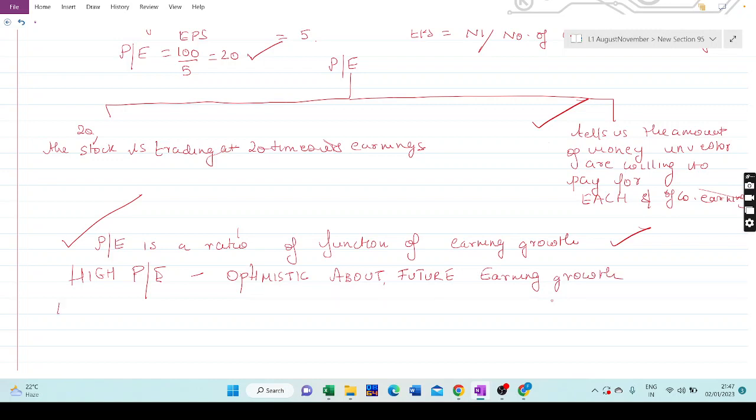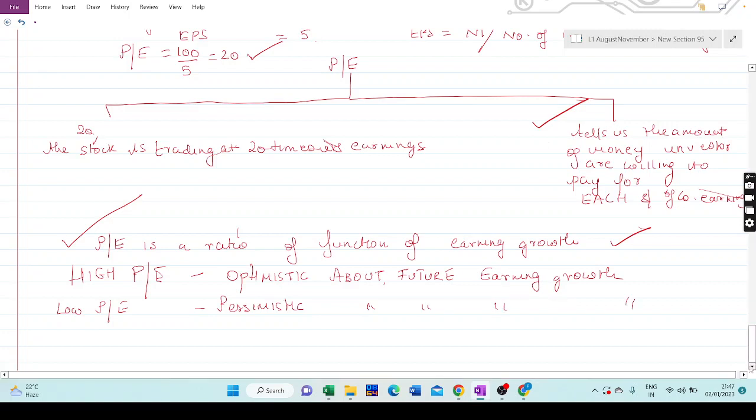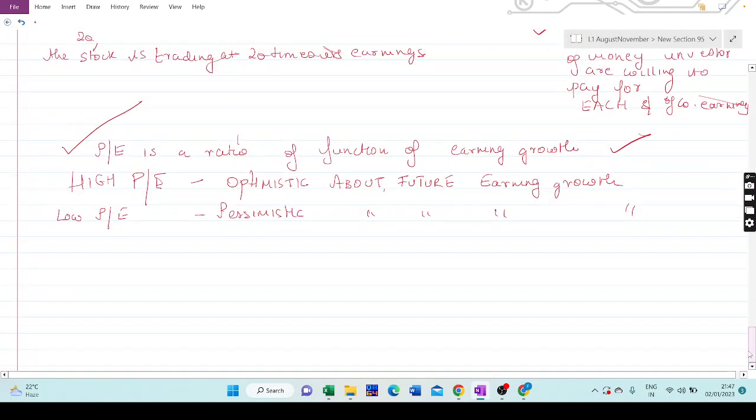And low PE basically means the market is pessimistic about future earning growth, right? Now we can also use the PE ratio to identify whether a stock is undervalued or overvalued.